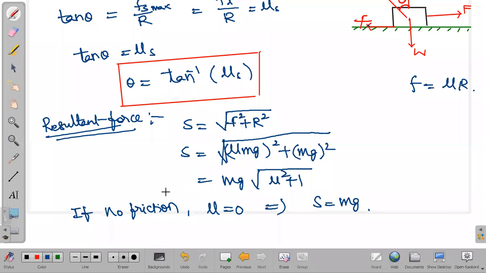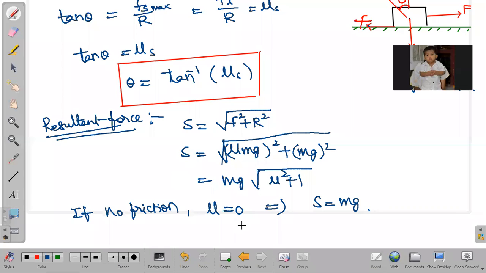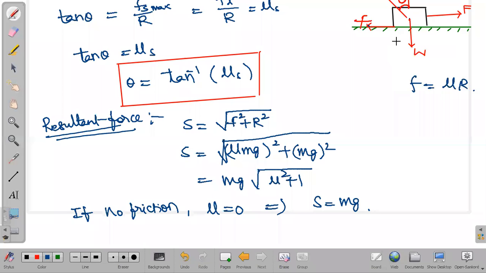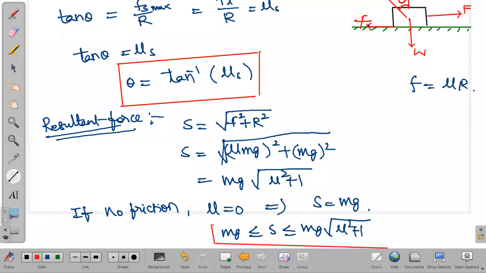So if we write an expression for the resultant force S, what do we get? The resultant force will lie in between: mg is less than or equal to S, which is less than or equal to mg square root of mu square plus 1. So the resultant force lies in between mg and mg square root of mu square plus 1. So that is about angular friction and the resultant force between friction and normal reaction force.